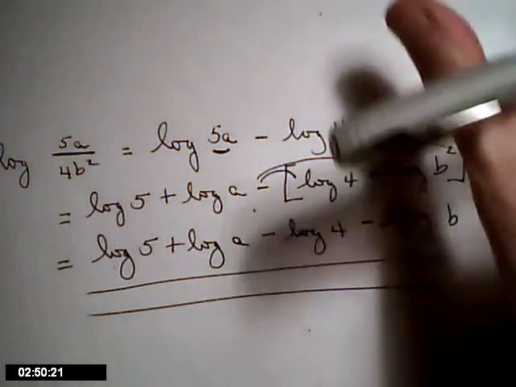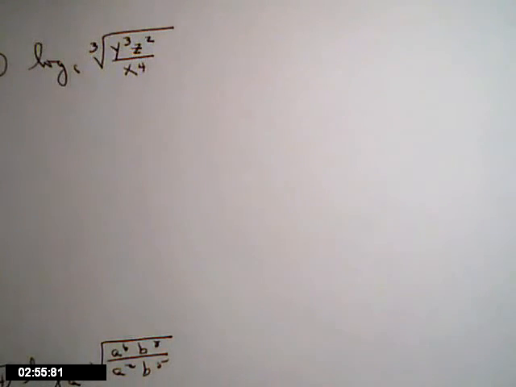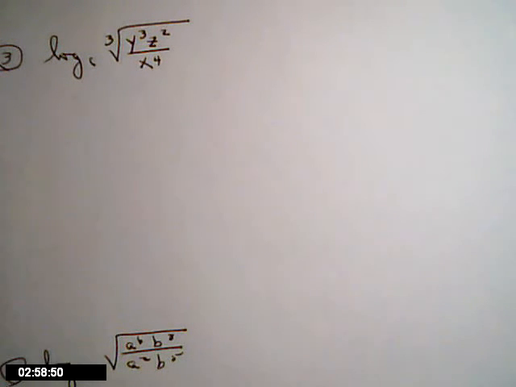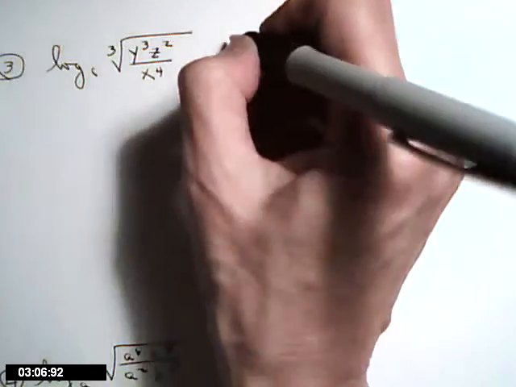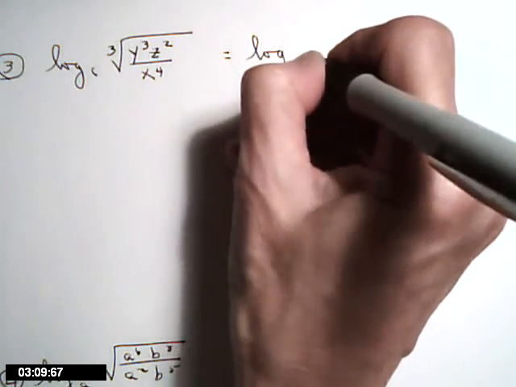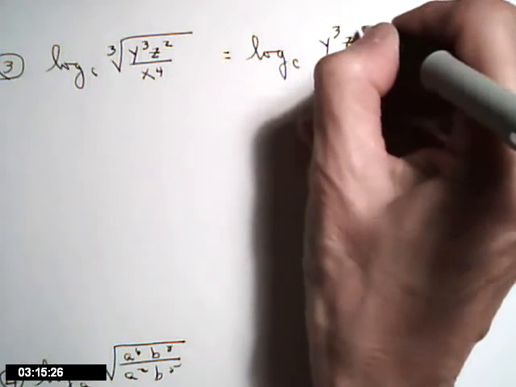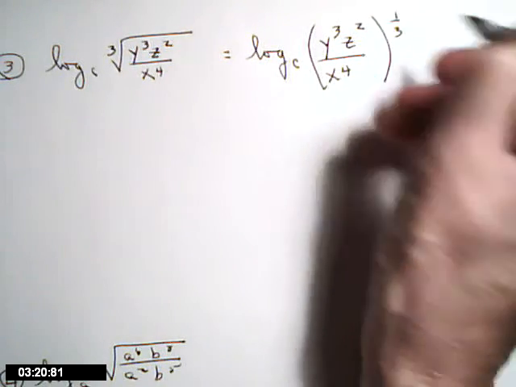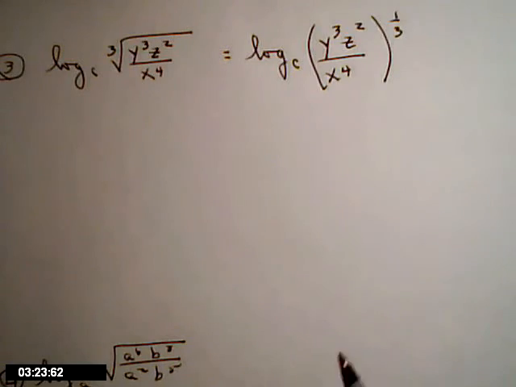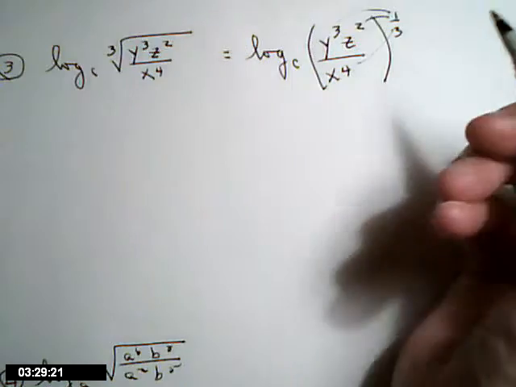Okay. I want us to work two more that have radicals in them. Sometimes simplifying those can be just a little tricky, so we're going to work another of those. I have log base c of the cube root of y cubed z squared over x to the 4th. Alright, I think first thing I'll do is to get rid of the radical sign, so I'll have y cubed z squared over x to the 4th, all raised to the 1/3 power. The 1/3 takes the place of the cube root.